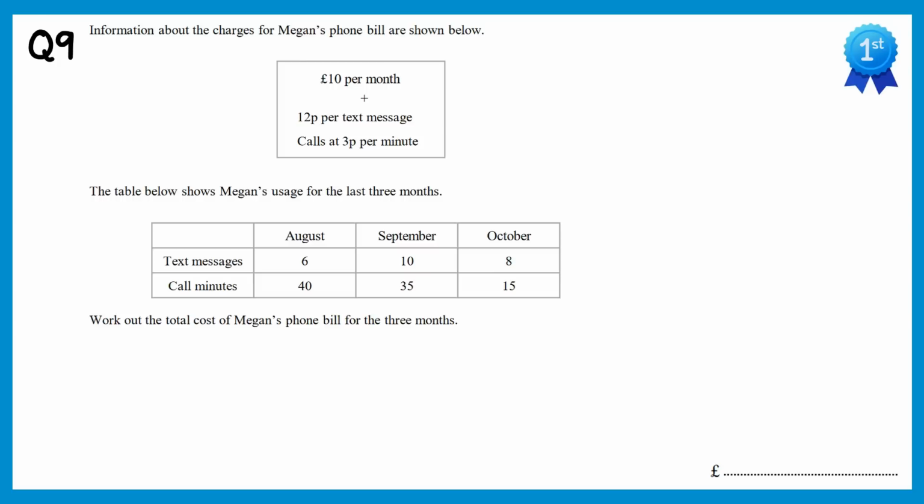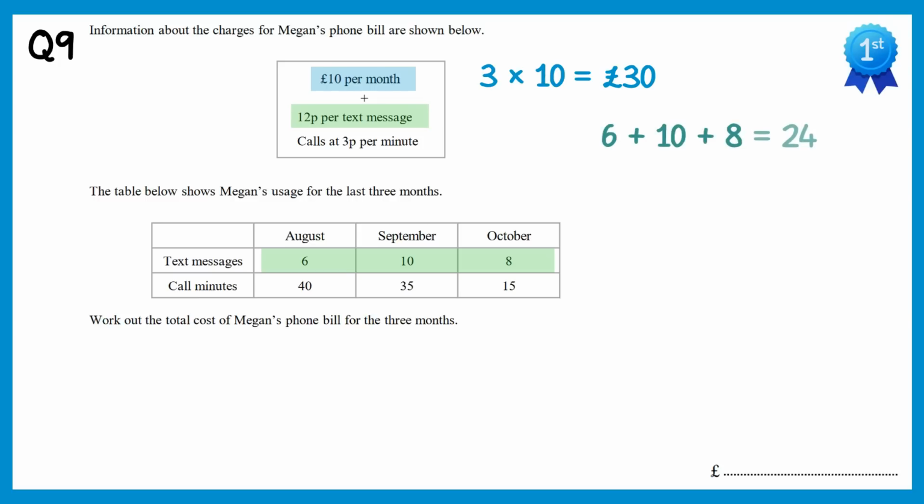For this question we need to work out Megan's phone bill. Her phone bill is £10 per month and it's 3 months, so we do 3 times 10 which is £30. But it's also 12p per text message. So if we add up how many text messages she sends, 6 add 10 add 8 gives you 24, and each of those costs 12p, so 24 times 12p gives you £2.88.